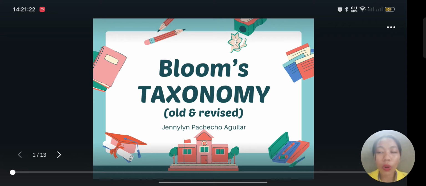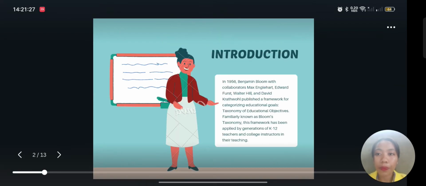And for today's video, I am going to discuss Bloom's taxonomy, old and revised. For the introduction, in 1956, Benjamin Bloom with collaborators Max Englehart, Edward Furst, Walter Hill, and David Krathwohl published a framework for categorizing educational goals: Taxonomy of Educational Objectives, familiarly known as Bloom's taxonomy. This framework has been applied by generations of K-12 teachers and college instructors in their teaching.